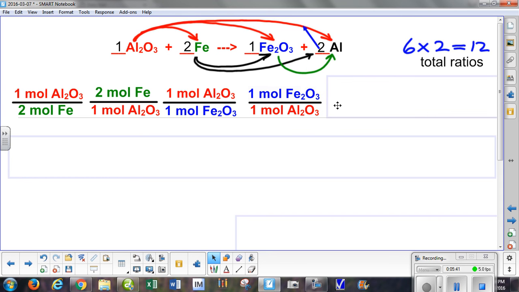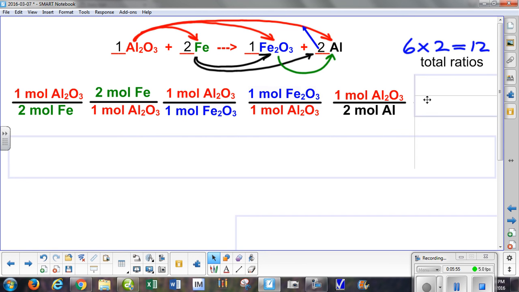Now let's go to the third arrow on top side, and that is going to be the aluminum oxide and the iron. Whoops, aluminum oxide and the iron. Sorry, that guy is the second one for this arrow. Now let's do this arrow, and that's going to be the aluminum oxide, 1 mole, to 2 moles of aluminum.